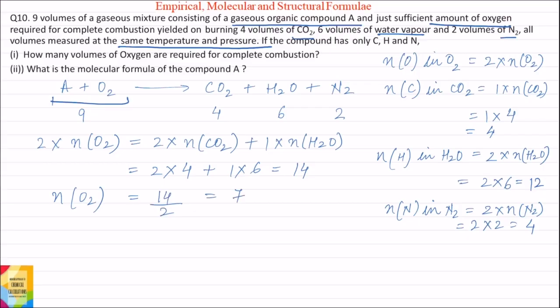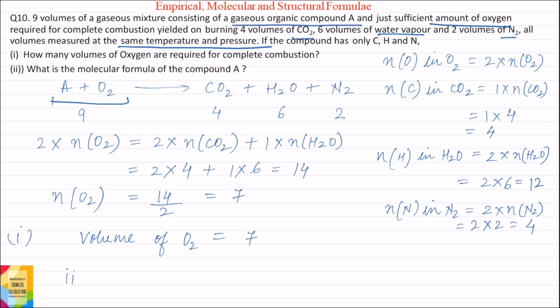So the first part of the question is, how many volumes of oxygen are required for complete combustion? Moles of oxygen on the reactant side is 7 moles, or we can also say volume of oxygen is equal to 7 volumes. That is the first part of the question.